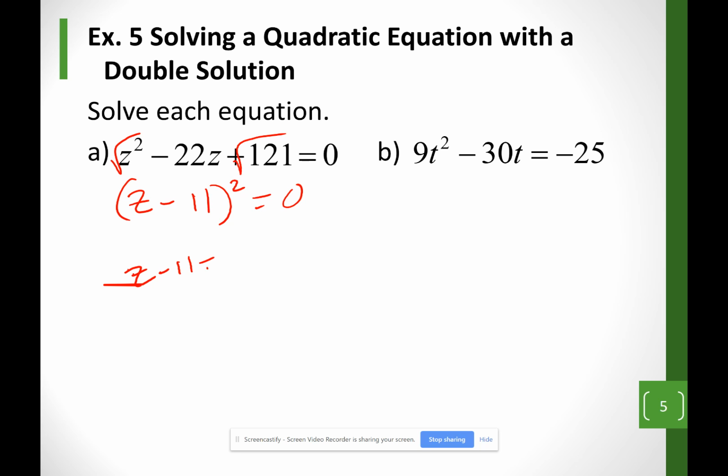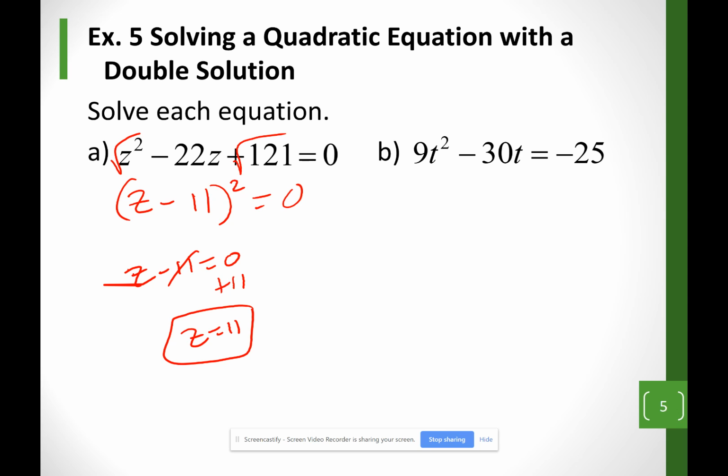If z minus 11 is equal to 0, I get that z is equal to 11. In this case, I don't get two solutions. I just get the same answer twice. I'm not going to do both parentheses. I'm not going to do the same thing twice. I'm going to say z is equal to 11.